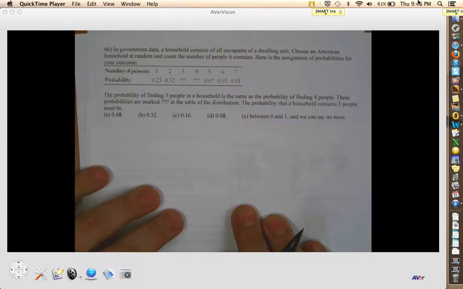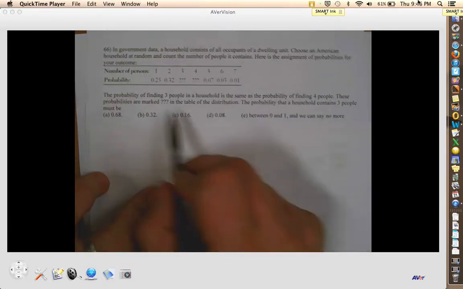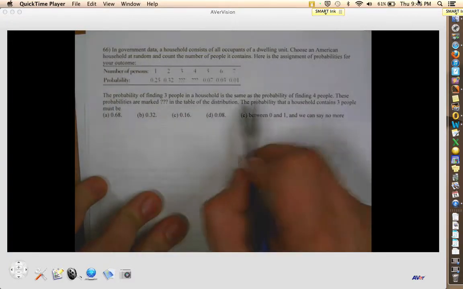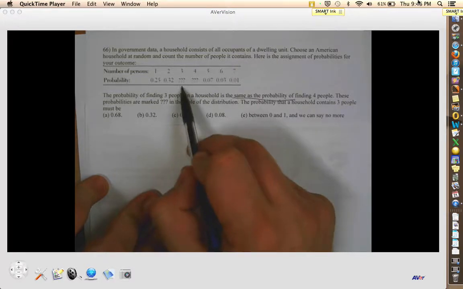In government data, a household consists of all occupants of a dwelling unit. Choose an American household at random and count the number of people it contains. Here is the assignment of probabilities for your outcome. And the big key is the probability of finding 3 people in a household is the same as the probability of finding 4. So these two are both the same.